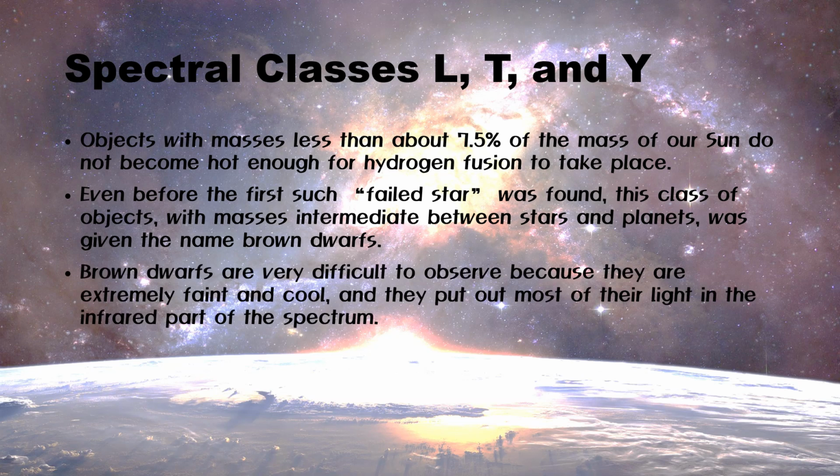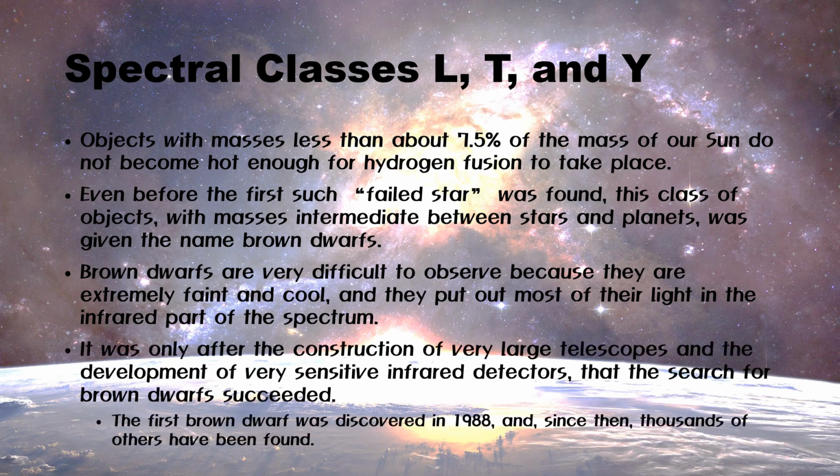Now, brown dwarfs are very difficult to observe because they're extremely faint and cool, and they put out most of their light in the infrared part of the spectrum, so they're not something that's necessarily able to be visible with the naked eye. It was only after the construction of very large telescopes and the development of very sensitive infrared detectors that the search for brown dwarfs succeeded. The first one, of course, was found in 1988, and since then, thousands of others have been found.